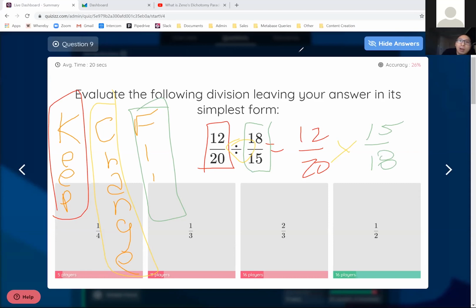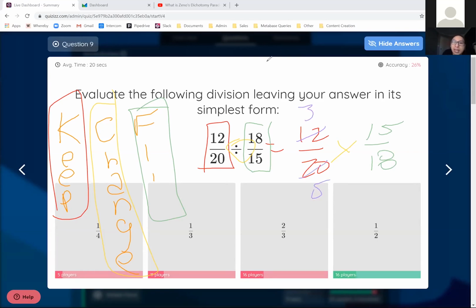So what I'm going to do now is very quickly cancel out any common factors. So do I see any common factors in the 12 and the 20? Yeah, I can actually see a common factor of 4. 4 goes both into 12 and 20. So 12 divided by 4 is 3. 20 divided by 4 is 5, right?